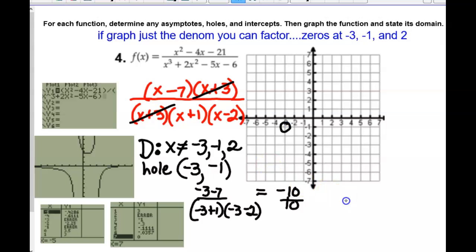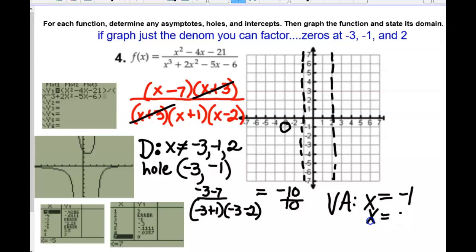There are vertical asymptotes where? What's left in the denominator? x equals negative 1. And x equals 2. Okay, then I can plug it in my calculator very carefully. This is what the graph looks like.